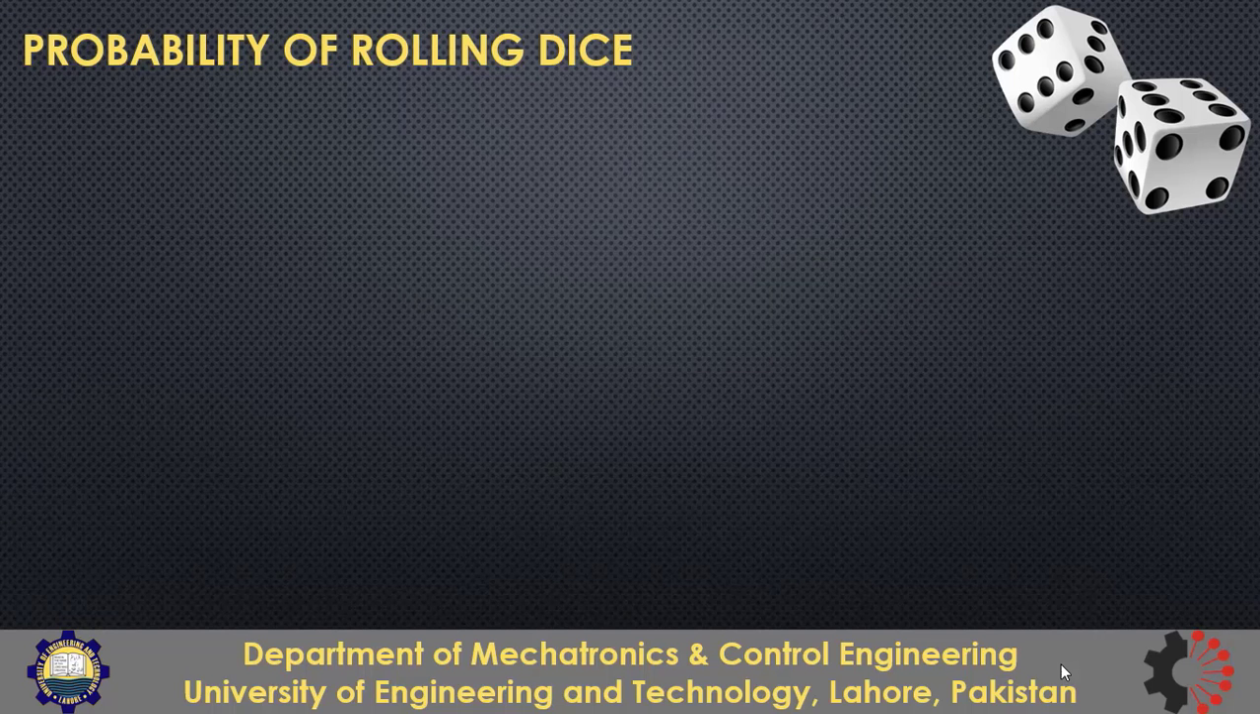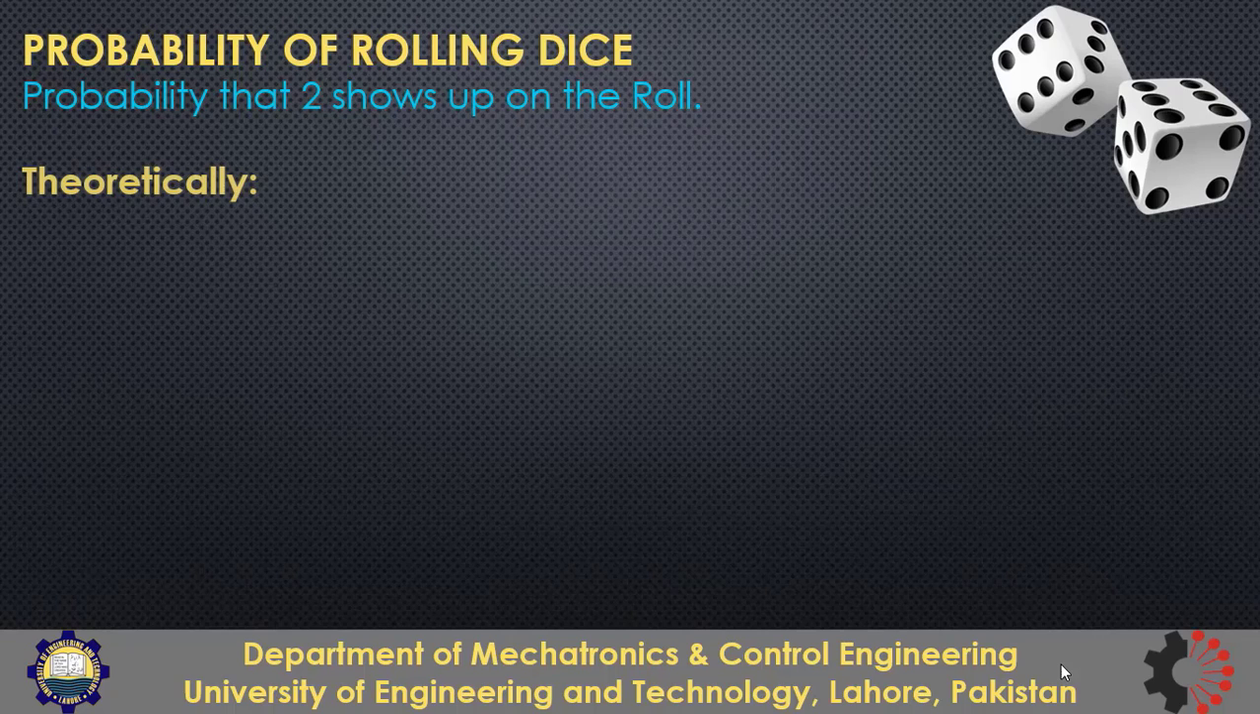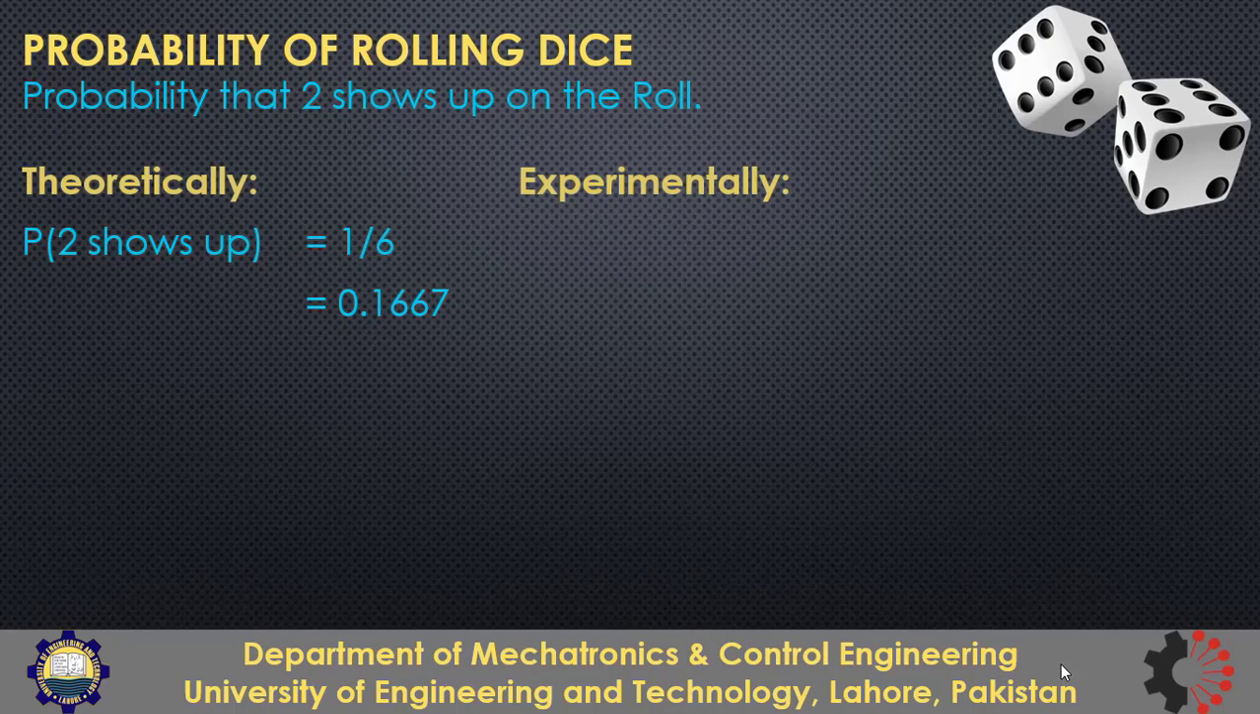The next task in the lab manual is related to probability. I hope you are familiar with the basic concept of probability. For example, in case of rolling a dice, what is the probability that 2 shows up on the roll? Theoretically, there are 6 possibilities, which is the sample space of this experiment, and the event that 2 shows up, of course, has only one possibility. So theoretically, the probability is 1 over 6 or 0.1666, and that will continue, or we can approximate it as 0.1667.